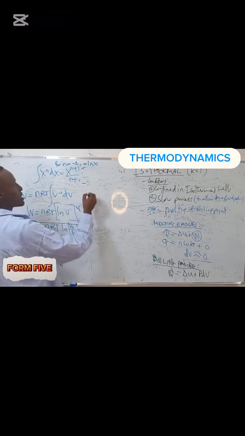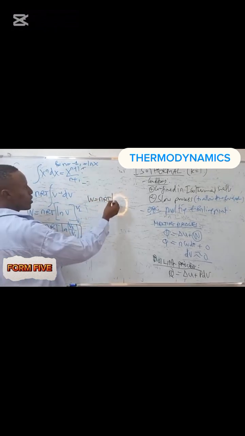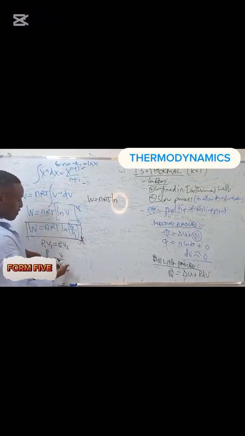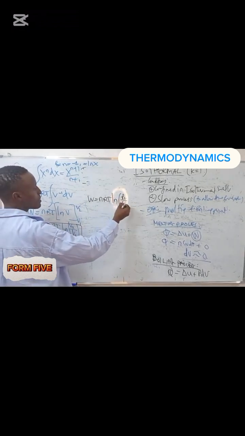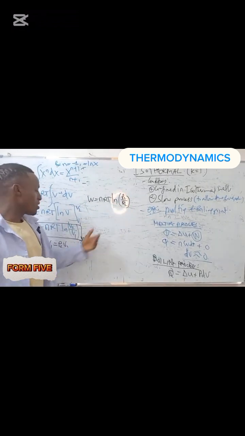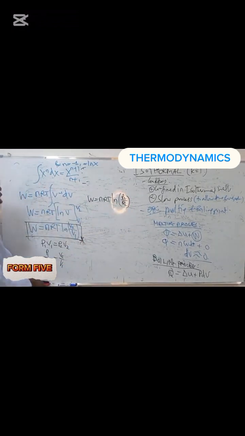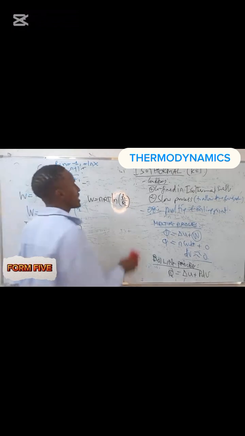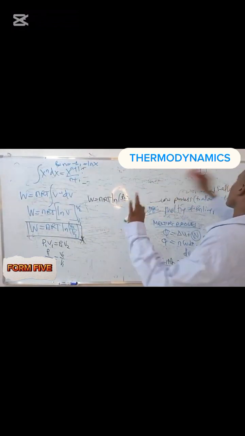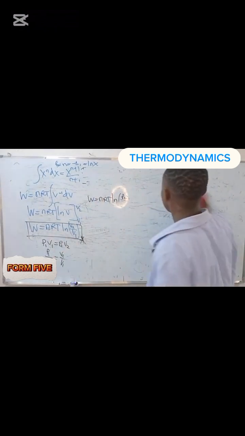So talking about the work done, it will be equal to nRT ln of V2 over V1, which is equal to P1 over P2. Never mix them up. Here it is P1 over P2, here it is V2 over V1. There we go. So I'm going to the adiabatic process. The same things: we are going to deal with the conditions, examples, the work done and the equation.